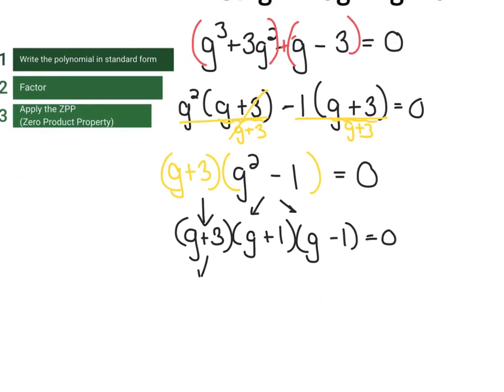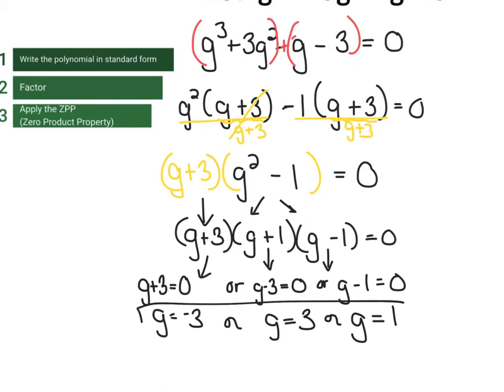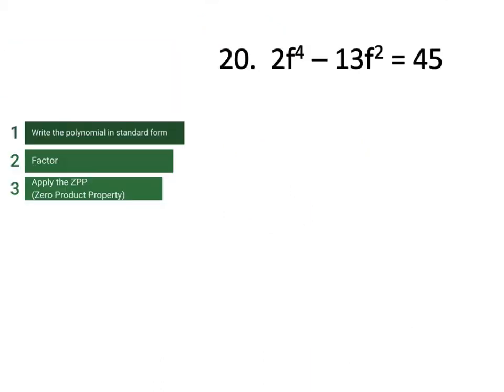I now apply the zero product property. So g plus 3 equals 0 gives me g equals -3. Then I get positive 3 because I add 3 to both sides. Let me fix that. It should be g equals 3 or g equals 1. So 3 solutions. If I were you, I'd try 20 on your own. Hit play when you're ready to check your answer.